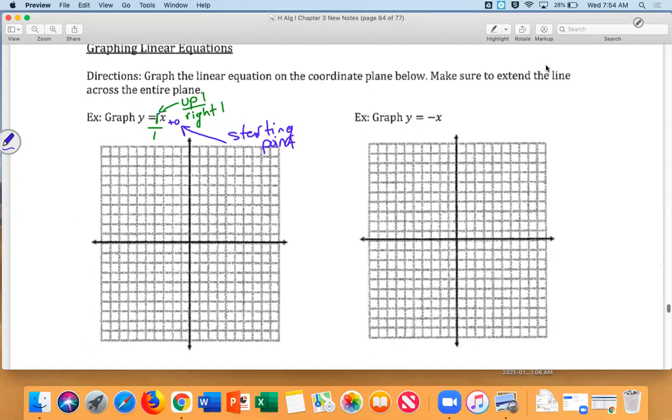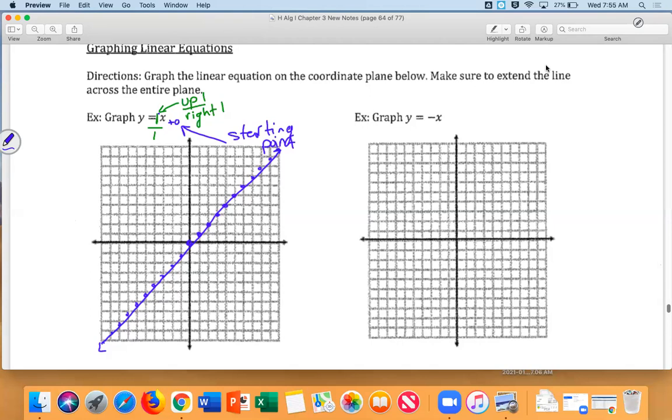You cool with that? All right, so we're going to start here at zero, and then I go up one, to the right one. Up one, to the right one. Up one, to the right one. And this is why I do my slope across the entire graph, because it makes it easy for me to connect the dots. Make sense now, everybody? So that's what the line looks like. Jack, getting it?